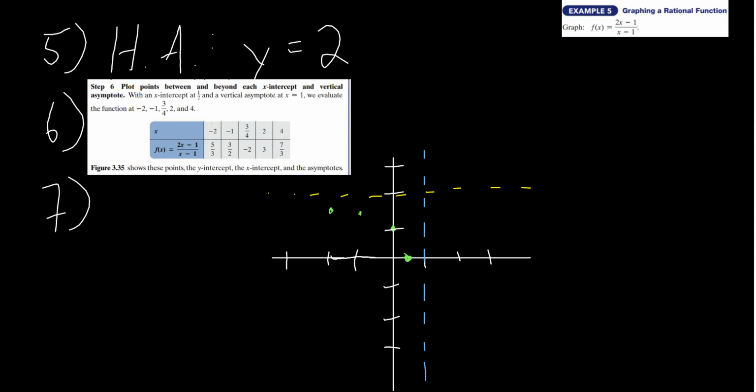At x = 3/4, it's at -2, so about right here. At x = 2, it is 3, so it's way up here. And at x = 4, it is 5/7, and that's off the screen, okay? But anyways, the way this graph behaves, and 4 would be right here, I guess, is we basically just connect these dots, like this, and then of course we know there's a vertical asymptote right here, so we're shooting off to infinity. But this is a rough sketch of what this graph looks like.